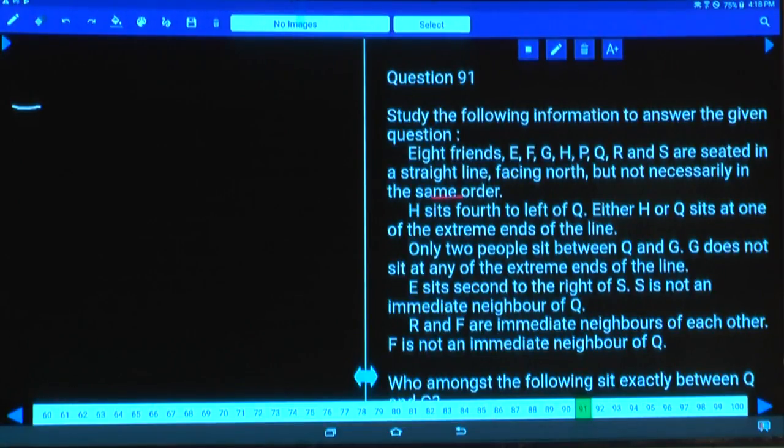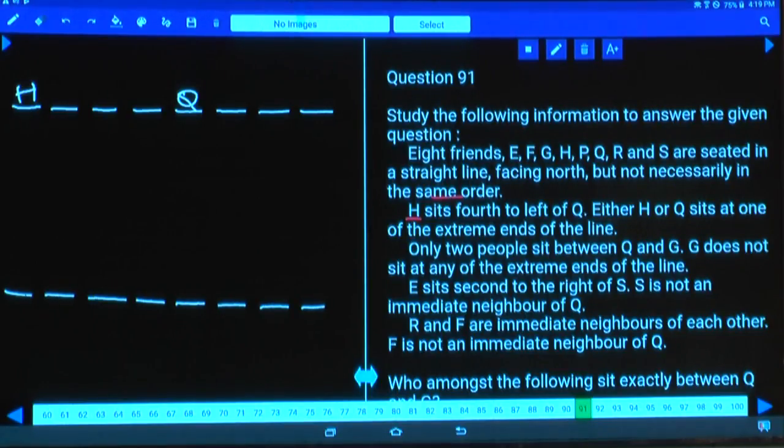Isn't it? Hence how many persons? 8, 1, 2, 3, 4, 5, 6, 7, 8. No. H sits fourth to the left of Q. If H is here, Q will be here. H sits fourth to the left of Q. 1, 2, 3, 4, 5, 6, 7, 8. Then if Q is here, 1, 2, 3, 4, H sits fourth to the left of Q. Either H or Q sits at one of the extreme ends of the line.